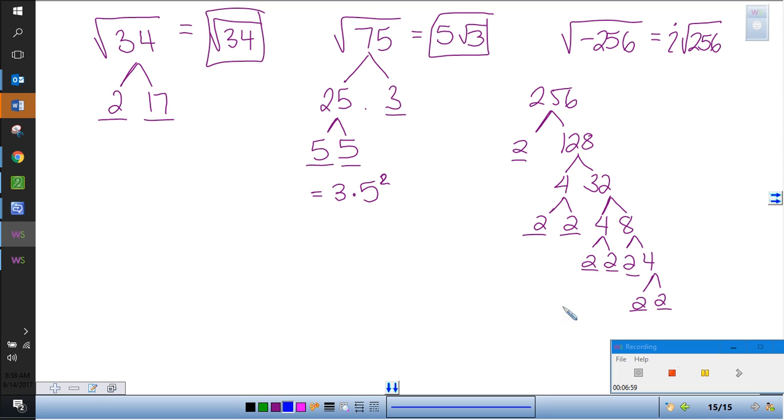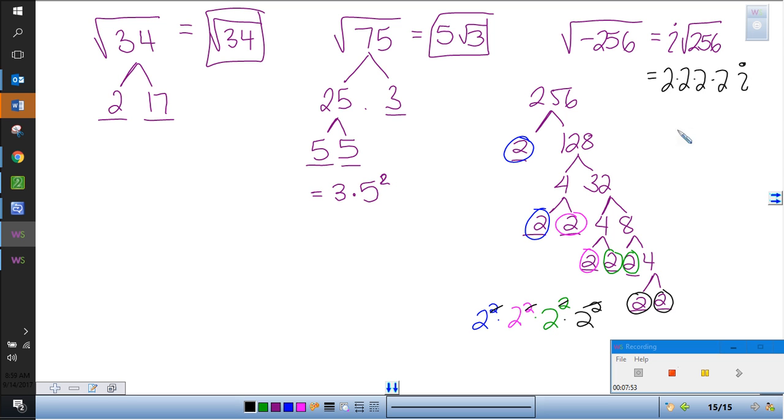All right, so let's figure out our pairs. What I could do is also just count by how many there are, but let's go ahead and go with pairs. So I have 2 squared times 2 squared times 2 squared times 2 squared. Notice all of these are squared. So there are 4 sets of 2's. And so the square root will cancel out each of these exponents of squared. So the square root of 256 becomes 2 times 2 times 2 times 2. So this becomes 2 times 2 times 2 times 2i. So 2 times 2 is 4, times 2 is 8, times 2 is 16, 16i. So this is how we reduce our radicals.